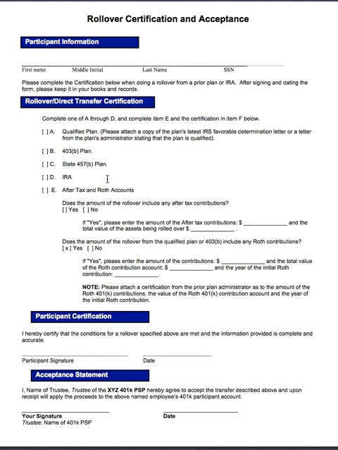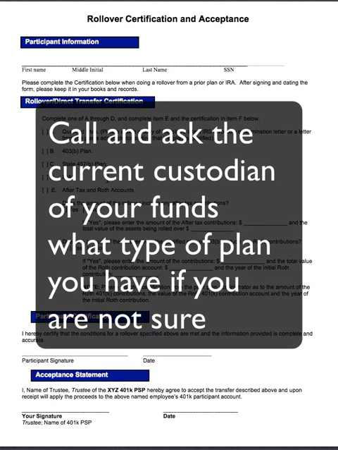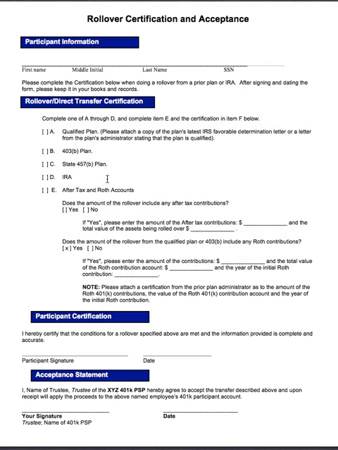Now, before we go on to the next step, quick word here. If you're not sure if the money came from a qualified plan, a 403b, a 457, or an IRA, just call up and ask the current custodian who has the money. Ask, what type of plan is this? Is this a qualified plan, a 403b plan, a 457, or an IRA? And they should be able to tell you. So if there's any questions, just call up the current custodian. That's what you do for saying where the funds came from.